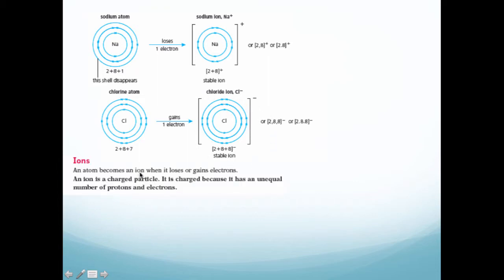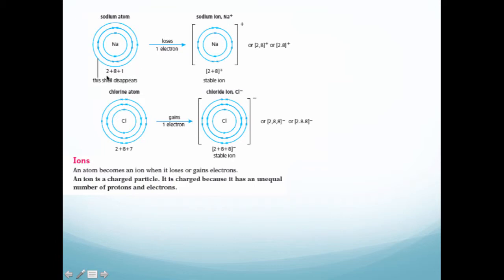An atom becomes an ion when it loses or gains electrons. So it's a charged particle. It's charged because there's an unequal number of protons and electrons. For example, over here, the sodium ion is Na+. Plus means it's positive. Why is it positive?